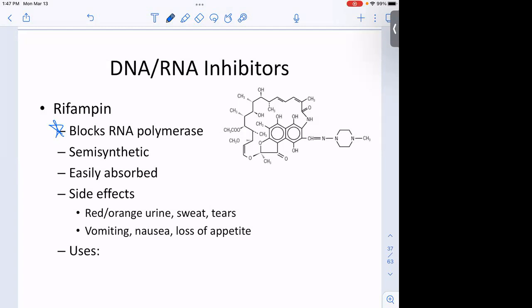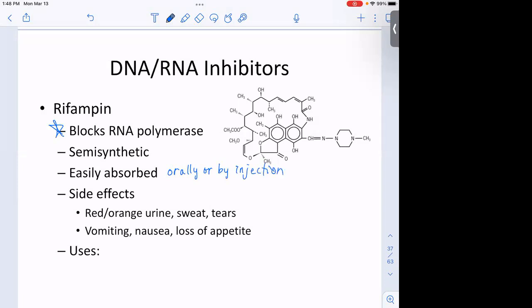Complicated structure, I don't really have anything in particular to point out there. It's a semi-synthetic drug. So a lot of our drugs, remember, we said are fully biosynthesized by organisms. This one, I don't know what part of it is added in the lab. Some side chain here or there, I'm not sure what. It's easily absorbed, so we can give this one orally or by injection.